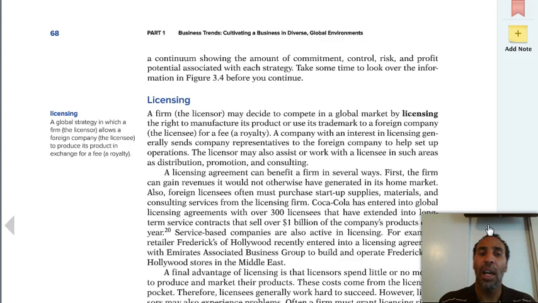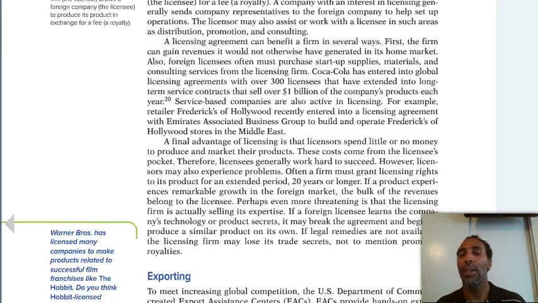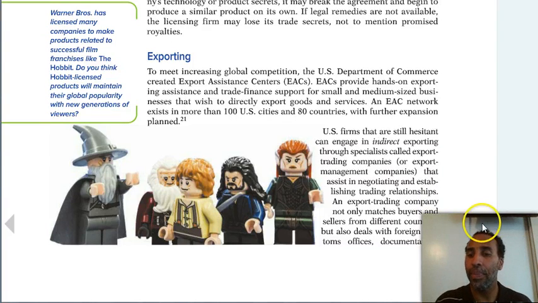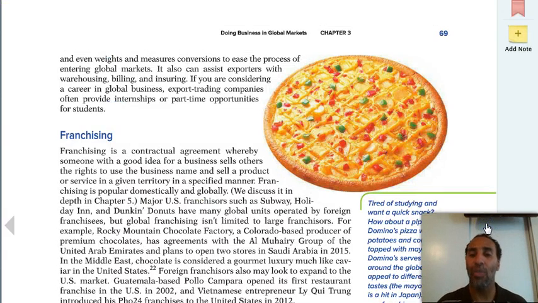Licensing is a global strategy in which the firm allows a foreign company to produce its product in exchange for a royalty fee. So you pay me a fee and you can produce my product. Not a lot of risk there for me. Some risk always, but it's not that much. So sometimes the least risky thing is the direction people will go.